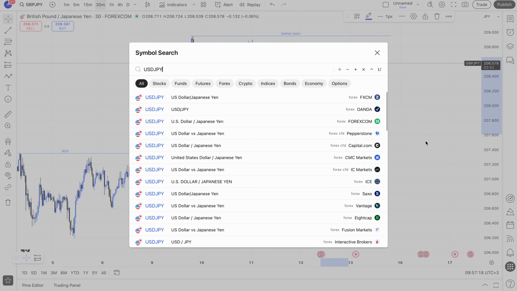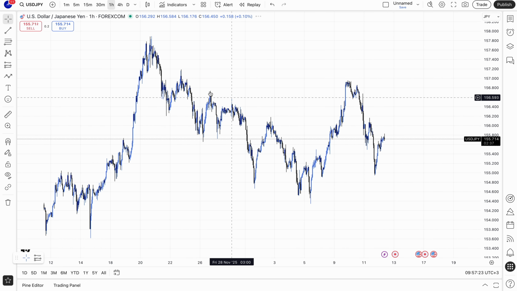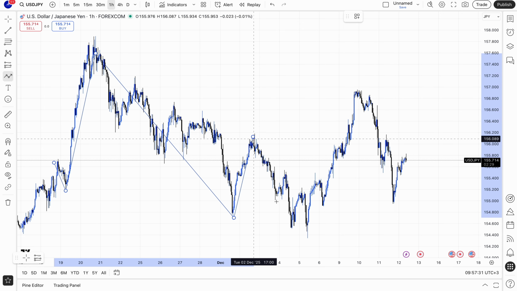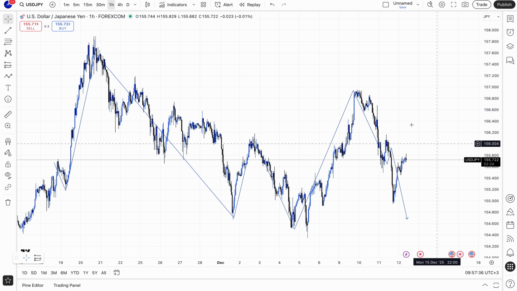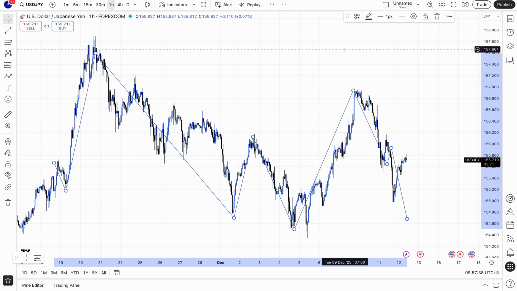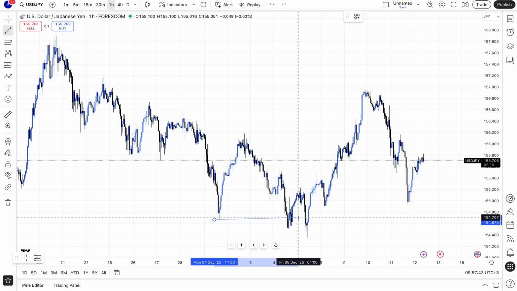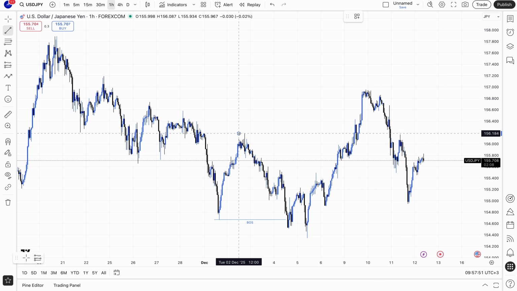And then for UJ, super simple price action, you can clearly see, super simple. And then you can just have our last break of structure to the downside, and have our change of character to the upside.